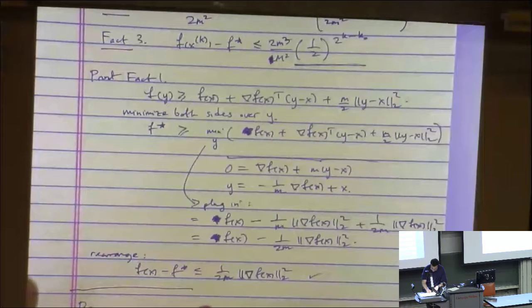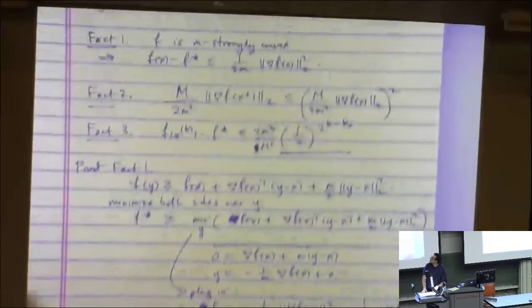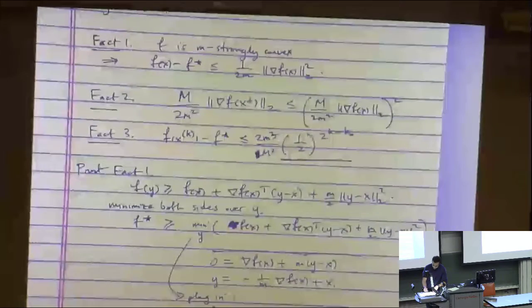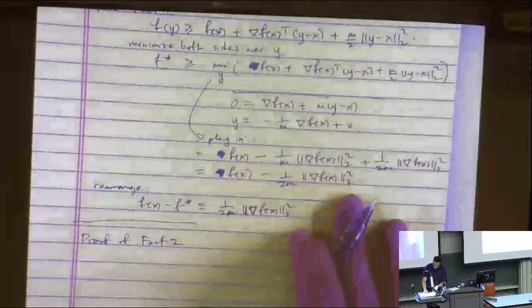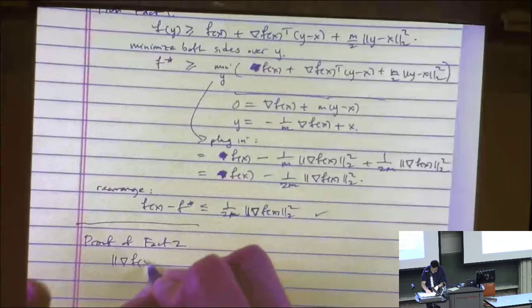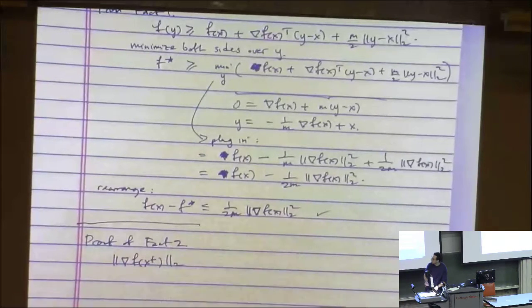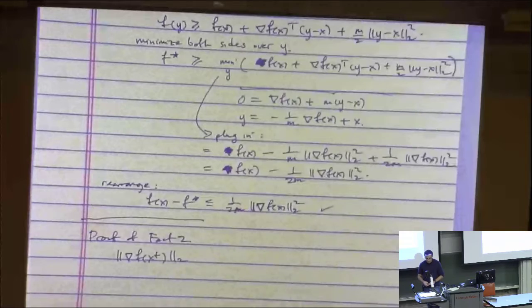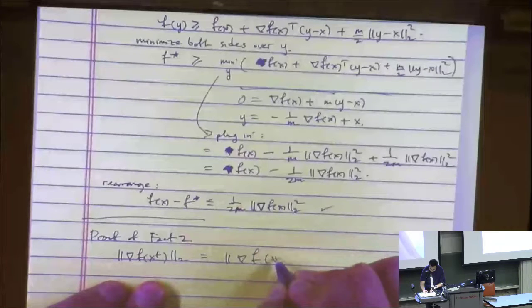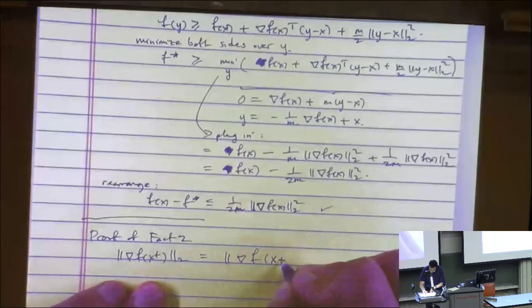Let's go through fact 2 now. So fact 2, remember, is this. This is the key inequality. This is what gives rise to quadratic convergence. So where does this come from? Let's take a look at the gradient of f at a particular update x plus, which we know by assumption is given by taking a full Newton update.